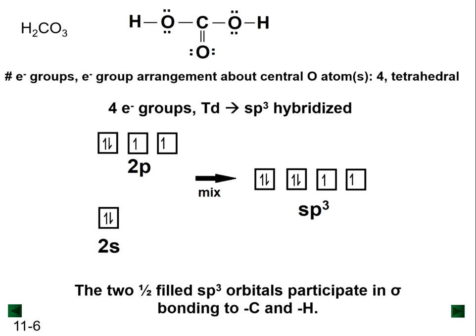Our valence bond representation then: the 2 half-filled sp3 orbitals participate in sigma bonding to the carbon and to the hydrogen. So the oxygen has 1 hydrogen bond and 1 carbon bond. And that comes about from the interaction with the sp3. So for oxygen, the oxygen-hydrogen bond would be an sp3 with a 1s on the hydrogen. And then the oxygen to carbon would be the sp3 on the oxygen with the sp2 on the carbon.